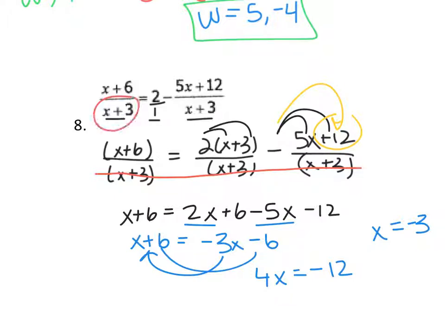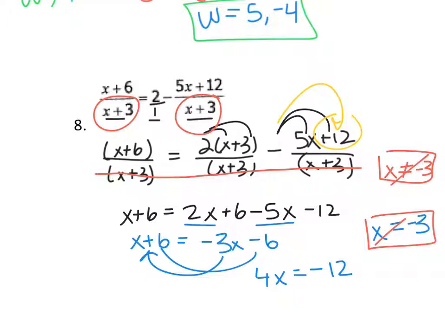So let's look at this. Our restriction is x can't be negative 3. So if this was our solution, and we know that x can't be negative 3, this means that there's actually going to be no solution.